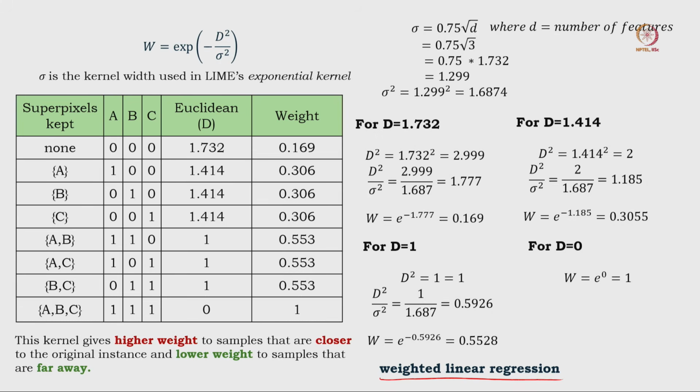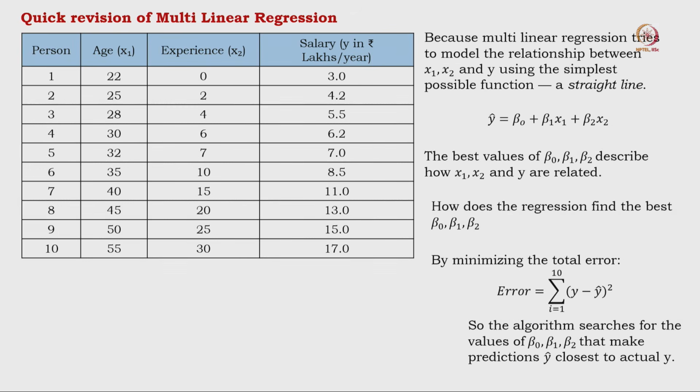Before we go into weighted linear regression, let us quickly do a revision of multilinear regression, so that you will be able to recall the concept and connect it to LIME. So, a quick revision here. What exactly is multilinear regression? Why the word multi? Because multiple features are considered. And why regression? Because the output is a real number. It is not categorical, which is 0 and 1. It is a regression problem.